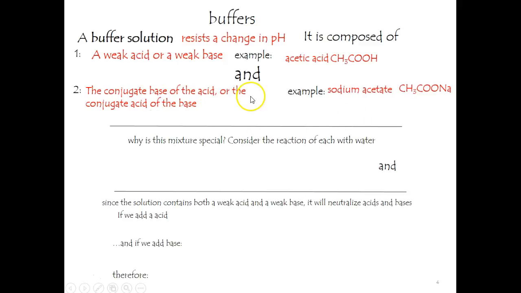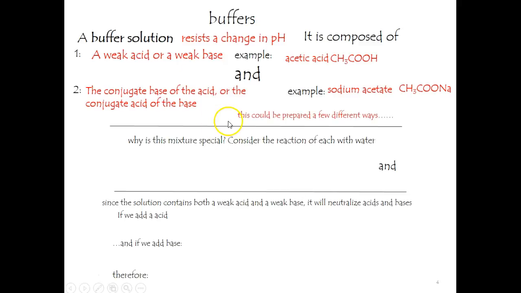So, the conjugate base in this case would be acetate. It could be sodium acetate, it could be potassium acetate, but the important thing is that you have the acetate there. The conjugate means that it's lost its H+. That's the H+ in acetic acid. Why is this mixture special? Well, let's consider what happens when you throw it in water.